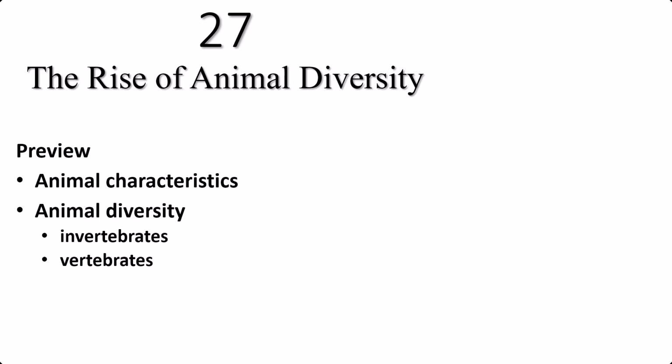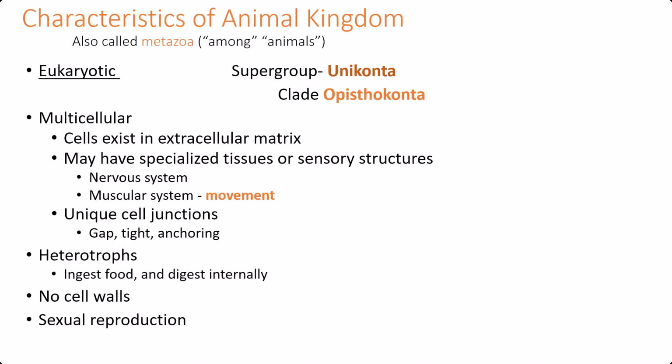So we made it to chapter 27, which is our last chapter in unit 1 of Bio 2. This is the animal chapter. So we're going to talk about some characteristics that are used to describe animals, what makes an animal, and vertebrate and invertebrate animal diversity. So what makes an animal an animal?